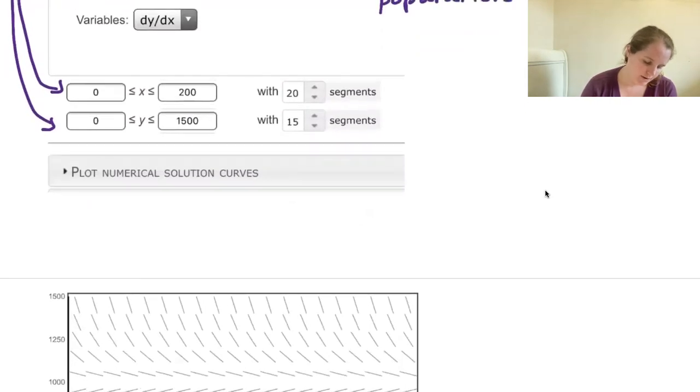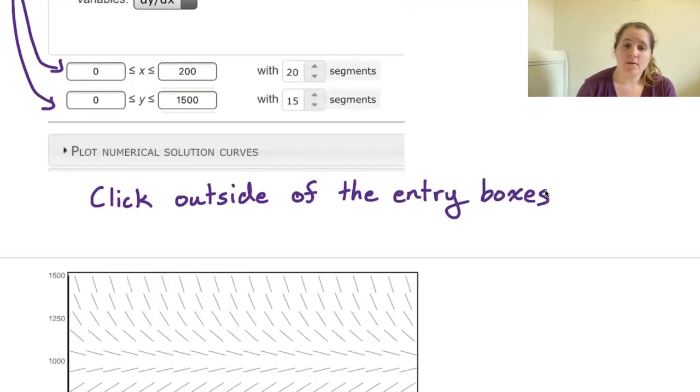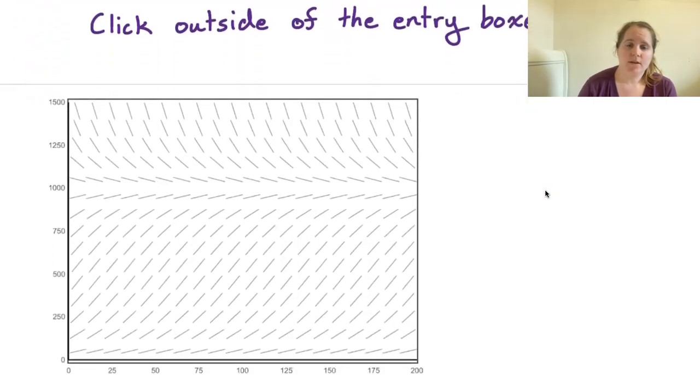So once you've had this, then you have to click outside of the entry boxes. And we get our direction field. And then the next thing we were asked to do is to plot solution curves.